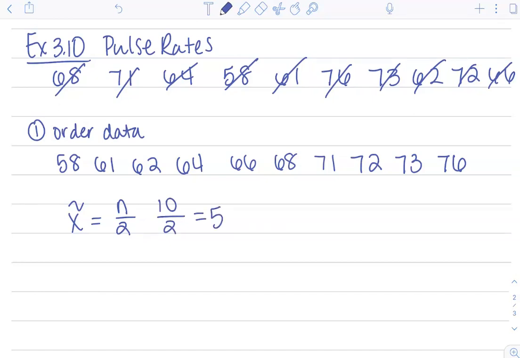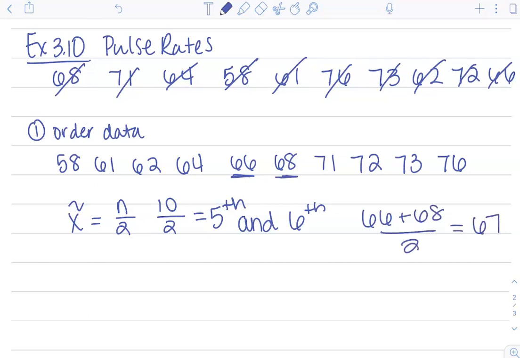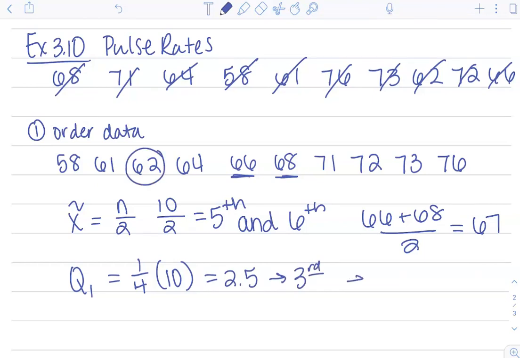And so remember, if you get a whole number, then you have to do that value and the next one and find the average. So we'll do the 1, 2, 3, 4, 5, and 6 location, 66 plus 68, and divide that by 2. So here our median is 67. To get Q1, we'll do 1/4 of our sample size of 10. So 1/4 of 10 is 2.5, so we'll round to the third. And so here we don't have to do anything other than say it is 62.